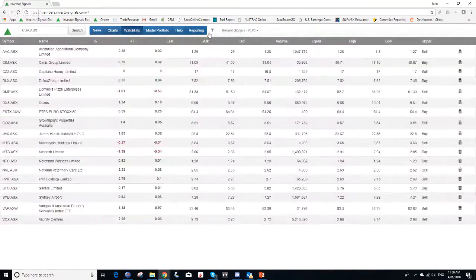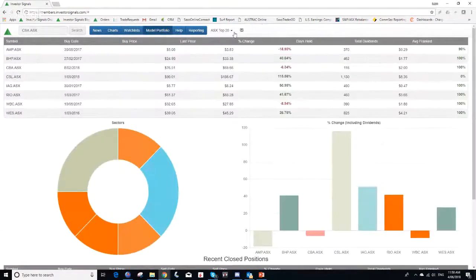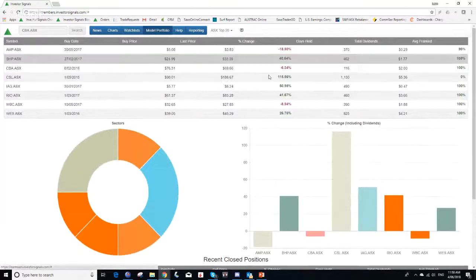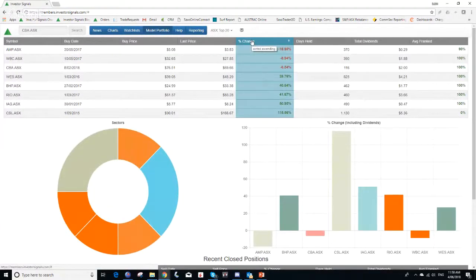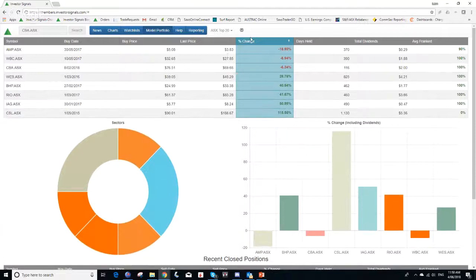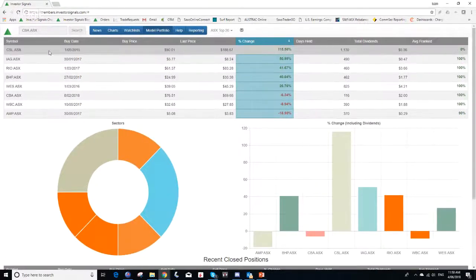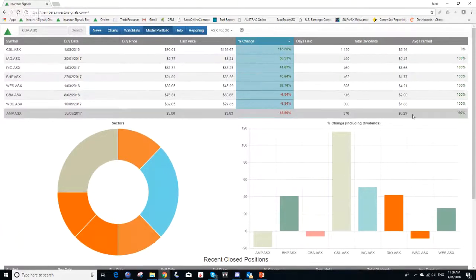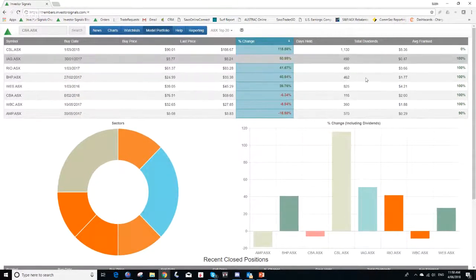So let's just have a quick look at the performance of that. So again, model portfolio, ASX 20. We can look at the performance by looking at the percentage column change here. So the worst performing stock in the model is AMP, and the best performing stock in the model, if we get that to the top, is CSL, which is up 115%. Now, these percentage returns add in the accumulated dividends throughout the holding period.